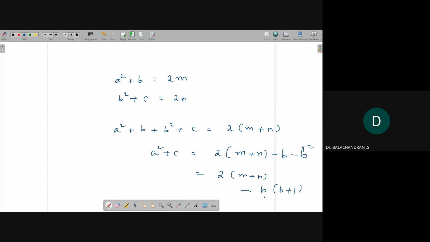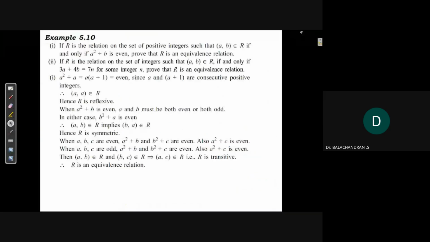We know that b and b plus 1 are consecutive integers, so this product is an even number. So even number minus even number gives again an even number. And hence a square plus c is an even number. In this way also you can prove it. Similarly, when a, b, c are odd, you can give the same proof, but here it is written directly. If you want to write it elaborately, you can. So hence R is transitive, and hence R is an equivalence relation.